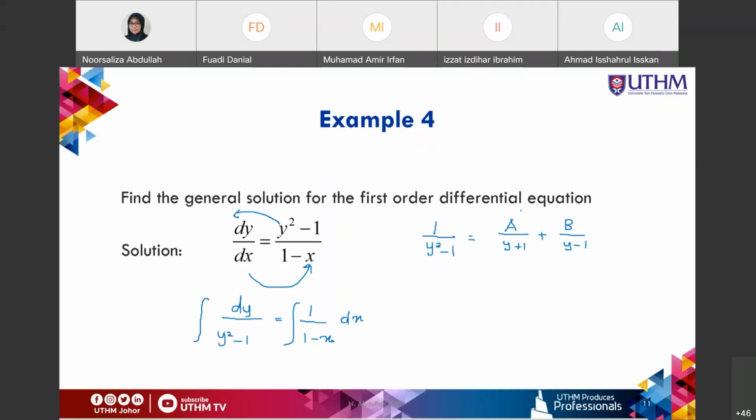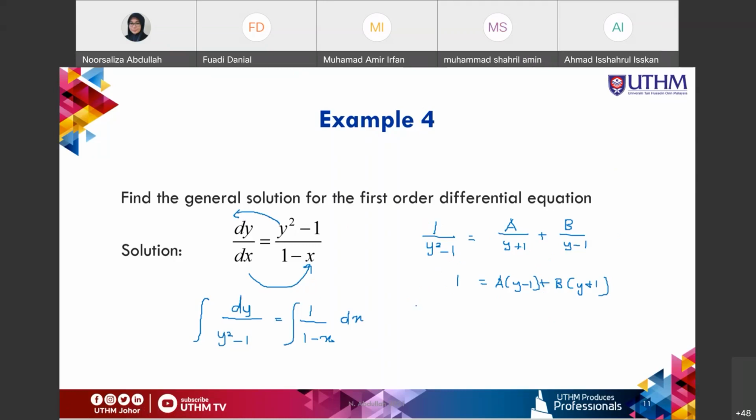Next you have to find what A is and what B is. So how do we calculate this? Equals to A times (y minus 1) plus B times (y plus 1) equals to 1. The top here, and the bottom is the same, y squared minus 1 equals to this. Right? So you can find what A is, what B is.